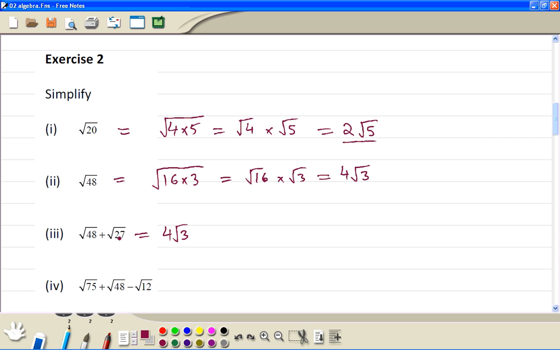Then root 27 is 9 times 3. Then we take the square root of 9, which is going to be 3, times root 3. Then we add, so 7 root 3.